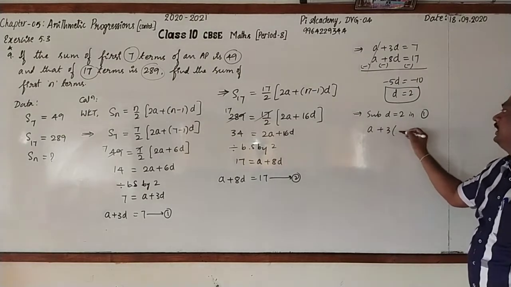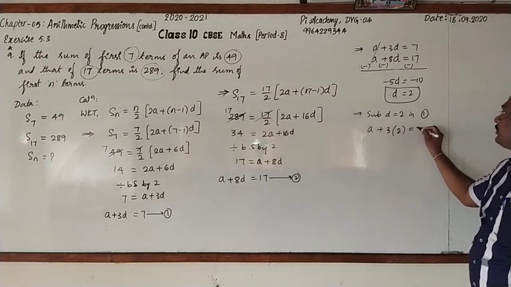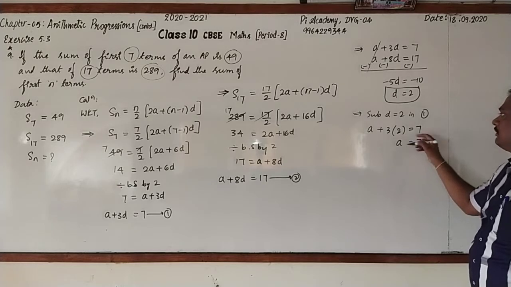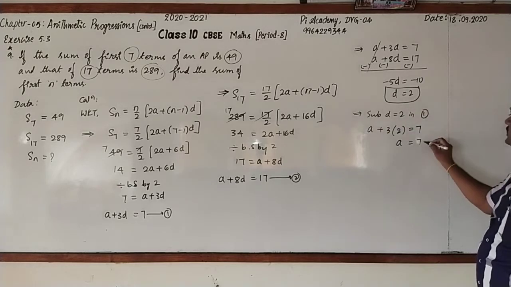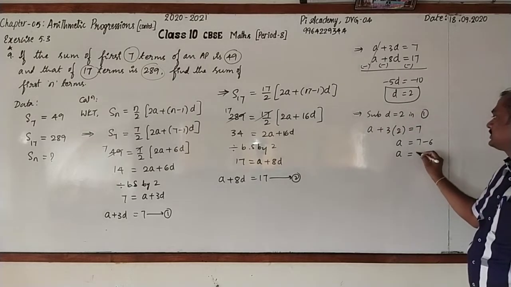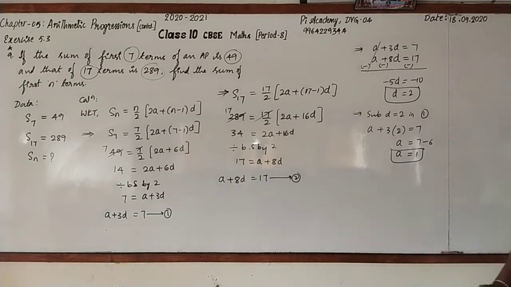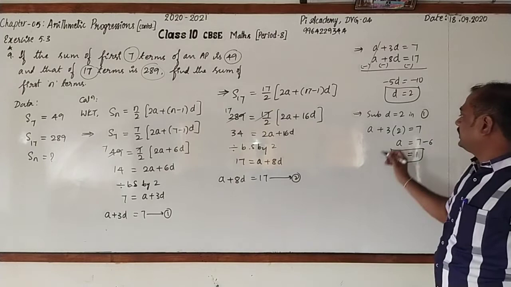A plus 3 into d is 2 is equal to 7. A is equal to 7. 3 2s are 6. Transfer 6 to the right hand side. It becomes minus 6. So 7 minus 6 is 1. We got A as well as D.